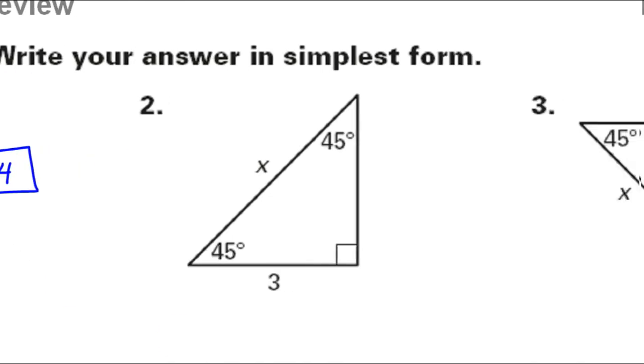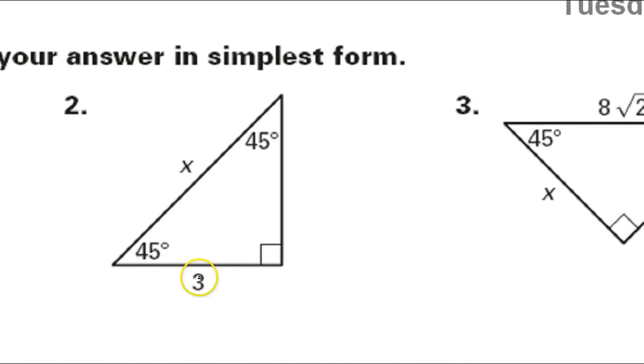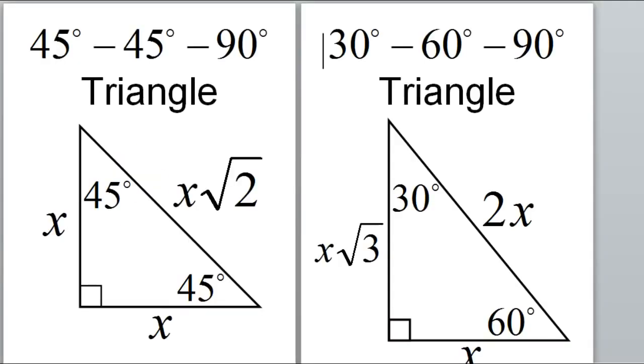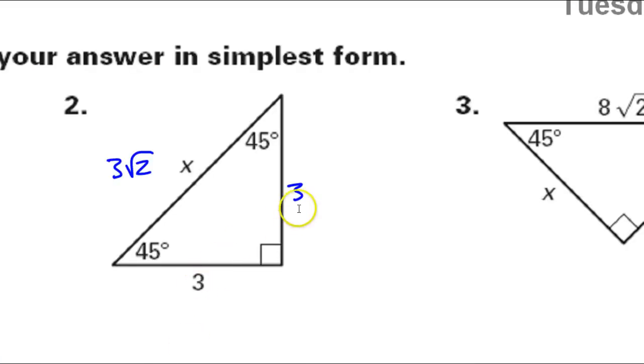Now look at problem number 2. We're being asked for the hypotenuse. Okay, we're given a leg. So looking at it this way, these are the two legs. If this leg is 3, the other leg must be 3, and then the hypotenuse must be 3 radical 2. Okay, we're just following the pattern. Alright, it's leg, leg, and then leg radical 2. Okay, so we have 3, 3, and then 3 radical 2 for the hypotenuse.